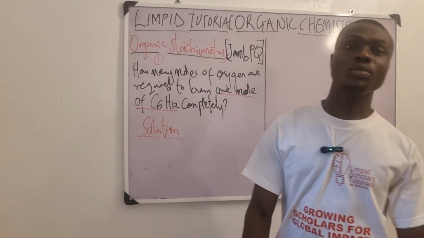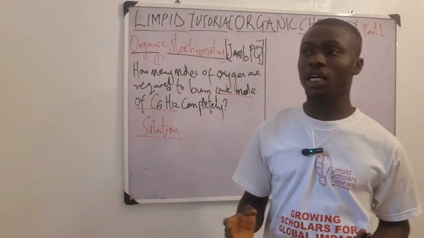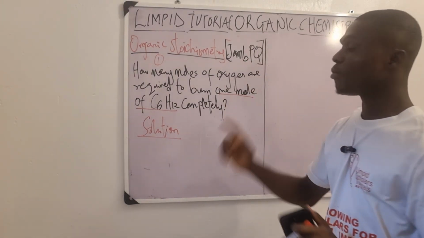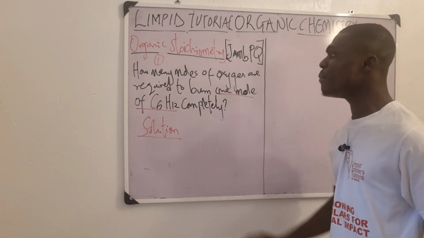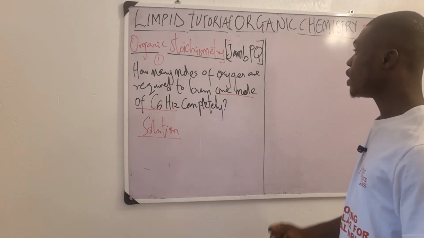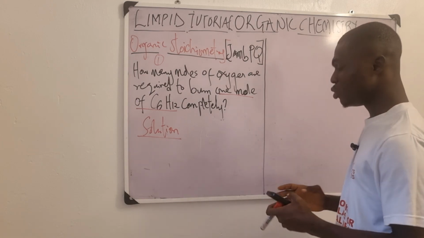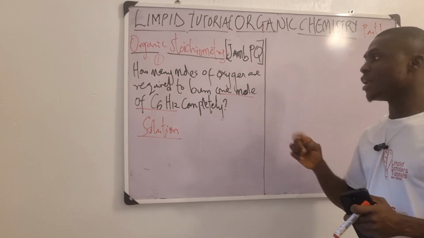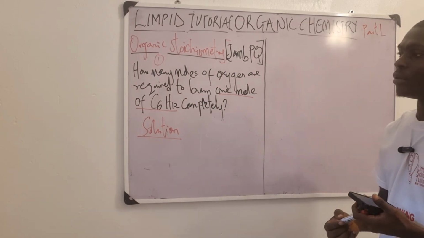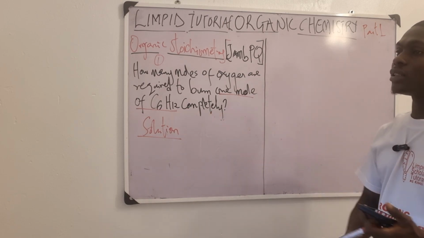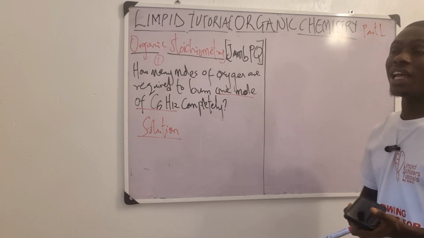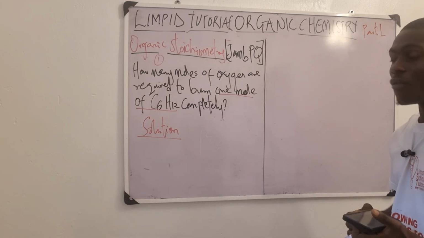We have been running our organic chemistry class, and this is organic stoichiometry. So we'll be solving this JAMB first question. Now the question is: how many moles of oxygen are required to burn 1 mole of C6H12 completely? Now we can actually know that this compound C6H12 is coming from its alkane.